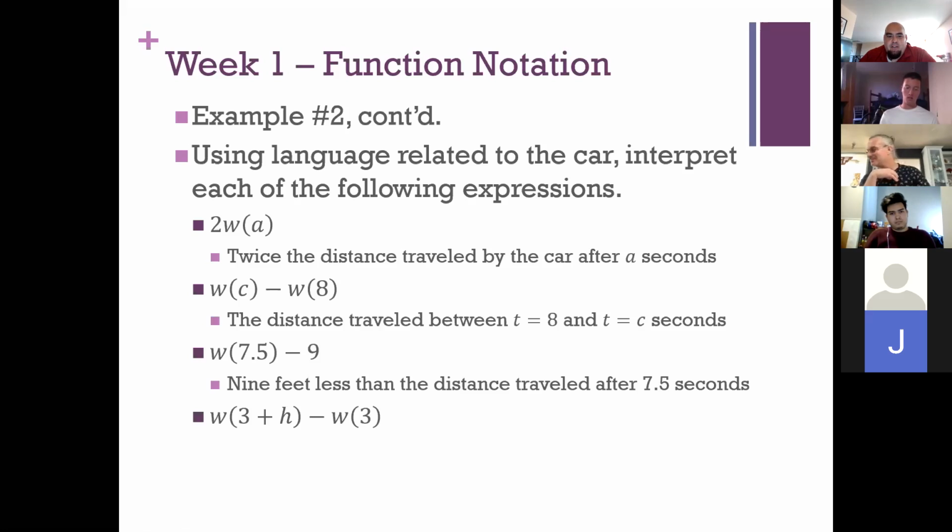Distance traveled over an interval of H seconds. The distance between 3 seconds after H seconds and the distance traveled in 3 seconds. That's good. Dong says the change in distance from T equals 3 to T equals 3 plus H.